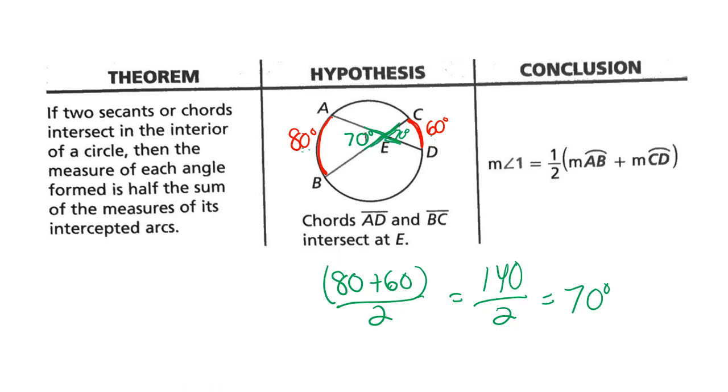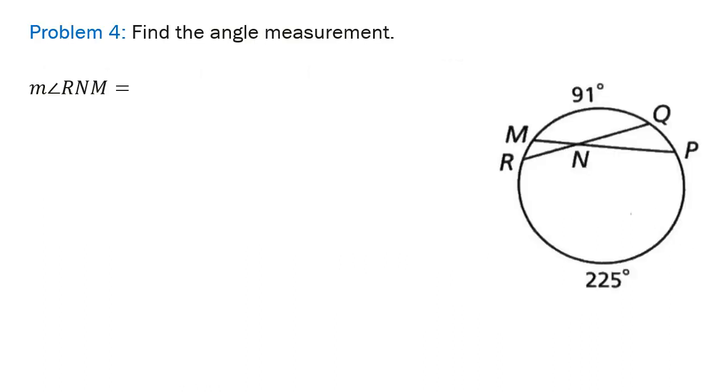All right, problem 4 wants us to find the angle measure RNM. So they want us to find this angle right here. Well, they made this problem a bit more work than the last one. We would always love for them to give us the arc length here and here, so we could just add them together and divide by 2 and get the answer right away.